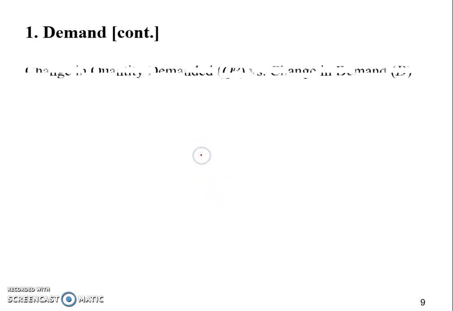Over there, you probably get confused about when and where we're supposed to move along the curve, and when and where we're supposed to shift the curve. This is actually the most challenging place in this chapter. And this is exactly why I would like to give you that TERNIP thing, because that will help us a lot in figuring out the difference between change in quantity demanded and change in demand.